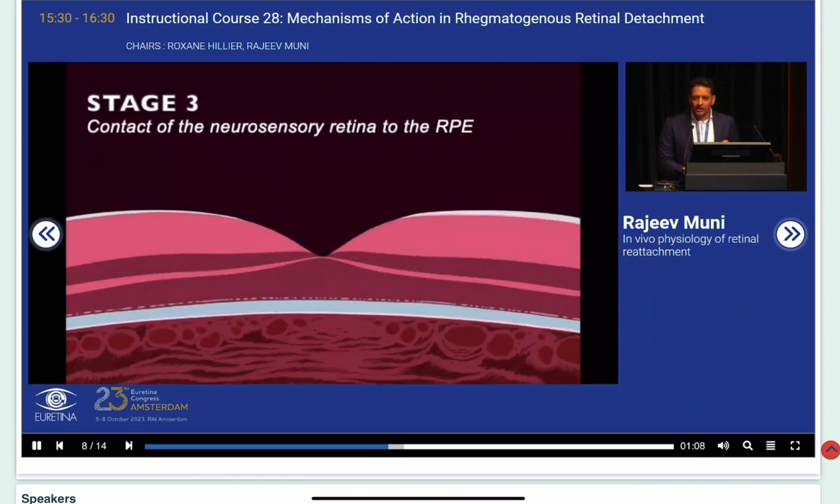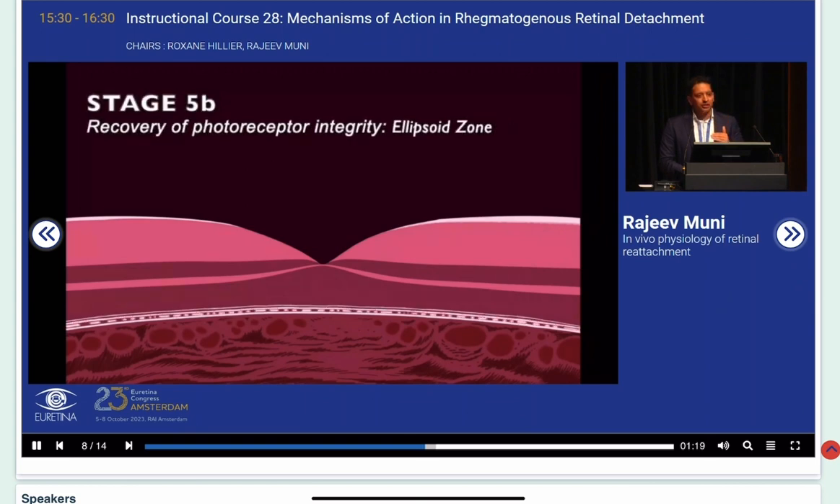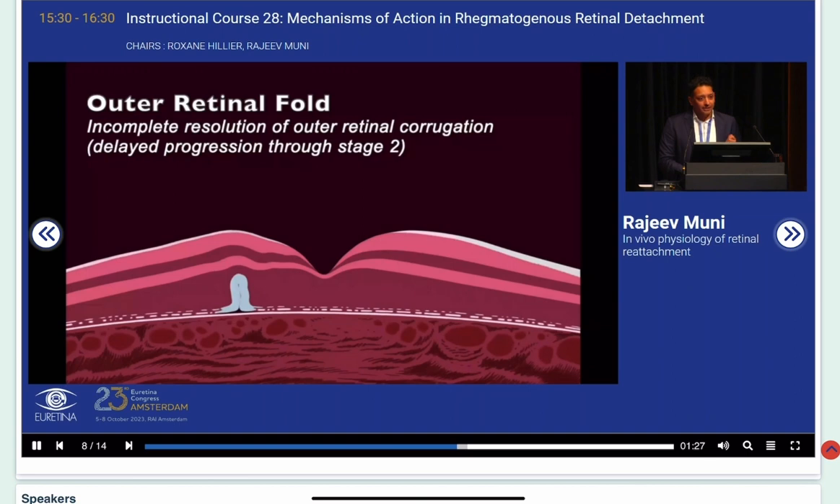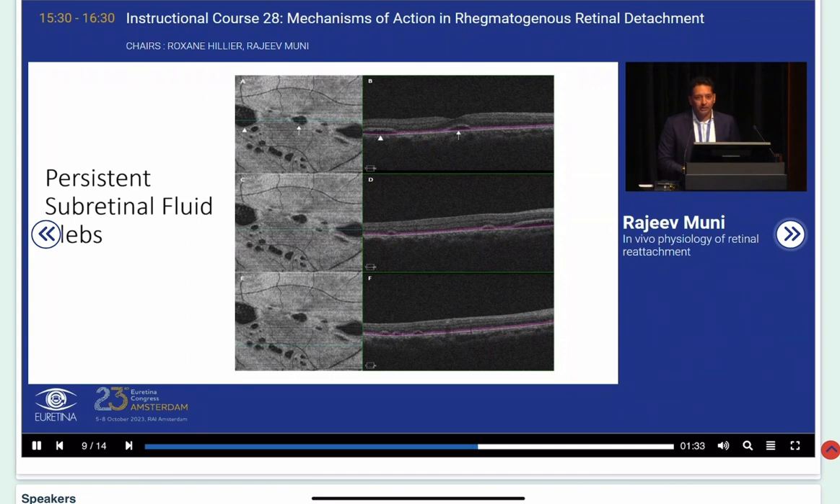In stage 3, there's contact of the retina with the RPE, and then a deturgescence of the photoreceptors in stage 4. You then get recovery from the ELM to the ellipsoid zone to the interdigitation zone, followed by the foveal bulge. Now, if you have a delayed recovery or progression through stage 2, you can get these outer retinal folds, and if you have a delayed progression to stage 3, you can get residual subfoveal fluid blebs.